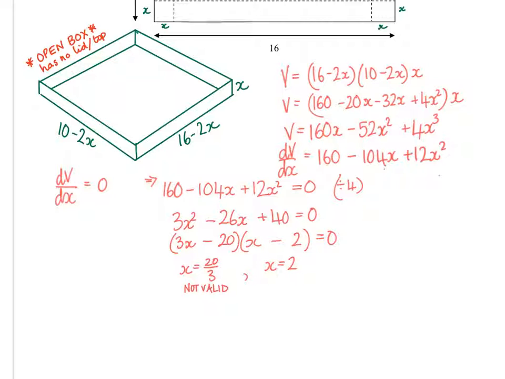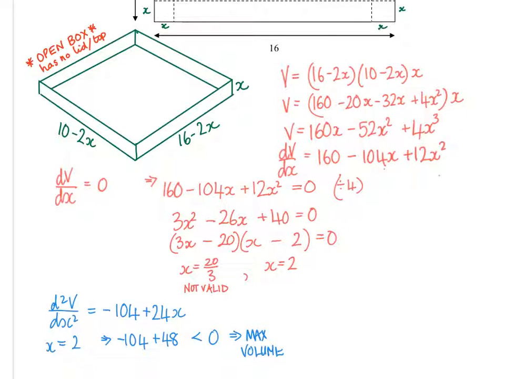Right, let's see if this actually is a maximum. So we're going to have a look at the second derivative just to verify this. So the second derivative gives me minus 104 plus 24x, and at x equals 2, we'll substitute that in, and it'll give us minus 104 plus 48, which is less than 0, so indeed that is a maximum volume.